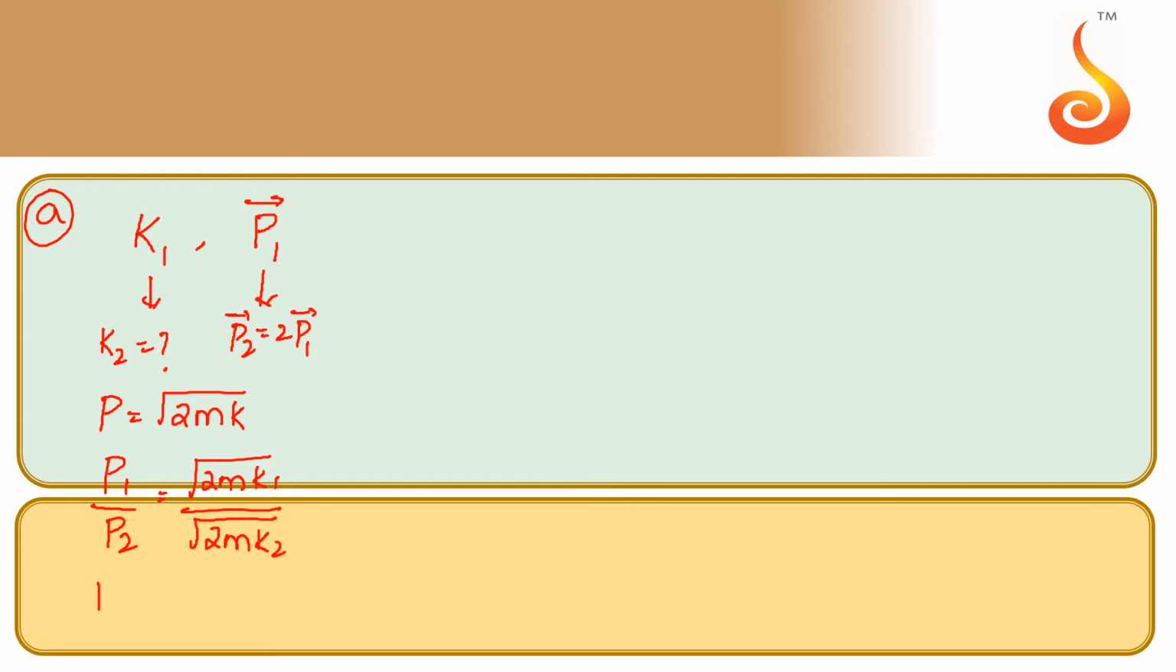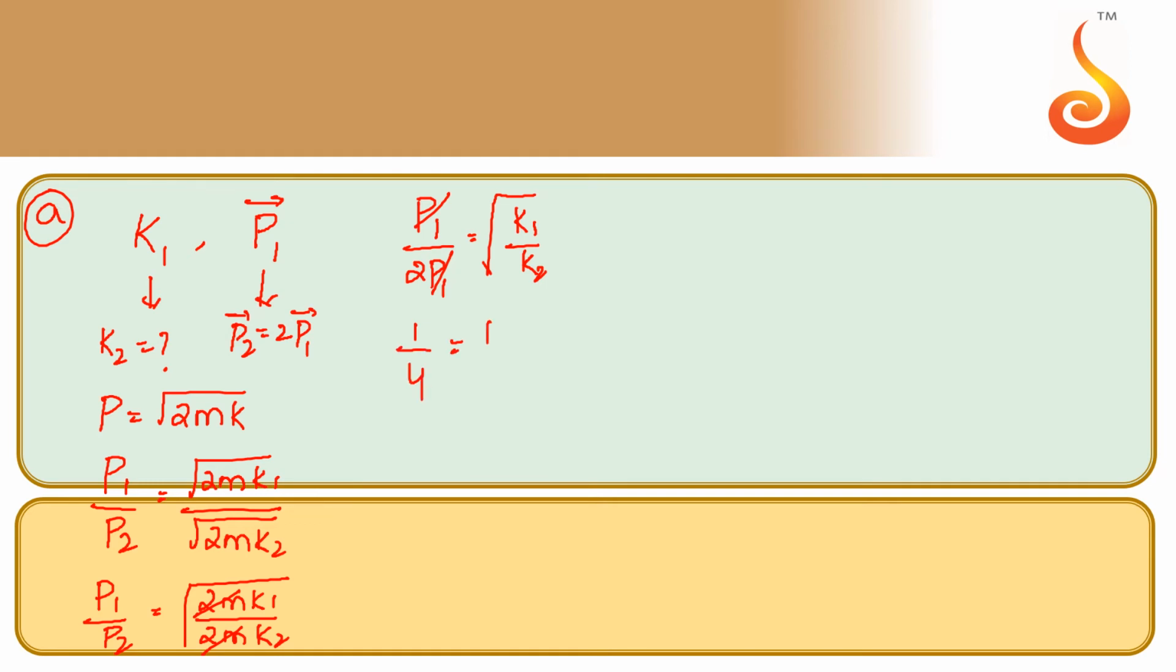So what we can write? P1 by P2 is equal to square root of 2mK1 by 2mK2. So 2m gets cancelled. So P1 by, we know P2 is equal to 2P1, so 1 by 2 is equal to root of K1 by K2. So P1 and P1 get cancelled. If you square on both sides, 1 by 4 is equal to K1 by K2. Therefore, new kinetic energy K2 is equal to 4 times K1. This is the relation for K2 in terms of K1.